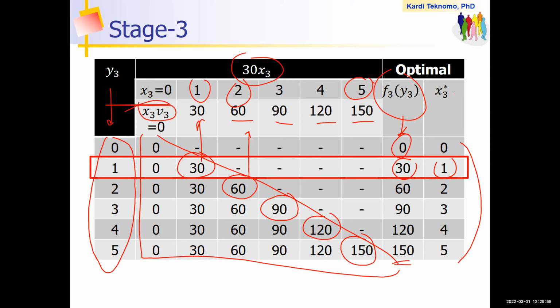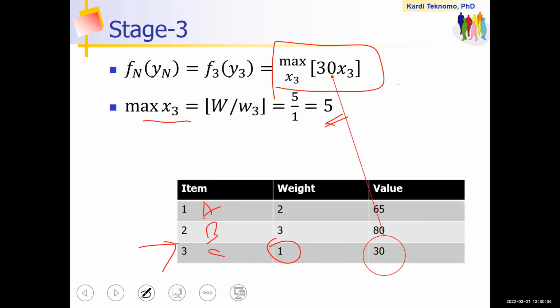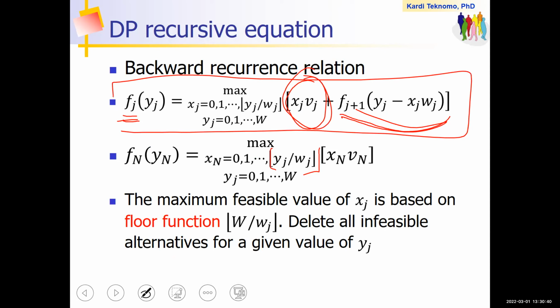Stage 2. So we put the formula first. F2(Y2) is the maximum of 80 times X2, this is the weight, plus the earlier one from the formula earlier, F3(Y2 minus 3 times X2). This is the one that we use.